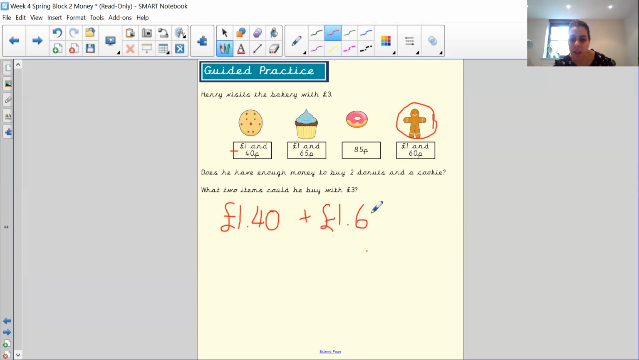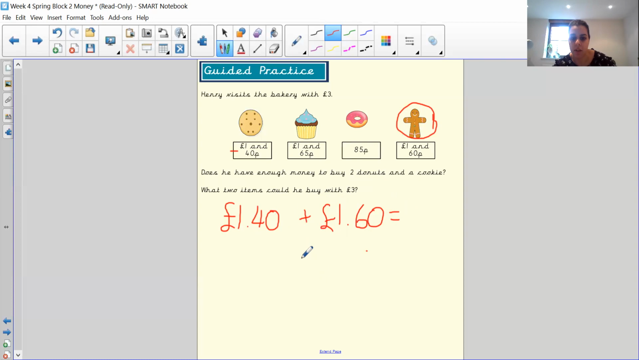And the reason I've done that is I know my number bonds, and I know that 60 and 40 is going to equal 100. If you don't know that, that's absolutely fine. You could choose two different ones to see if it works until you get this answer. And if I was to work this out, just to double check my answer, I would add my pound coin and pound coin, which is £2, because I've got £1 and £1 is £2.